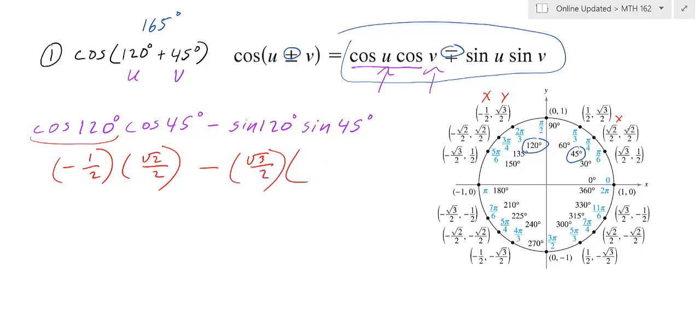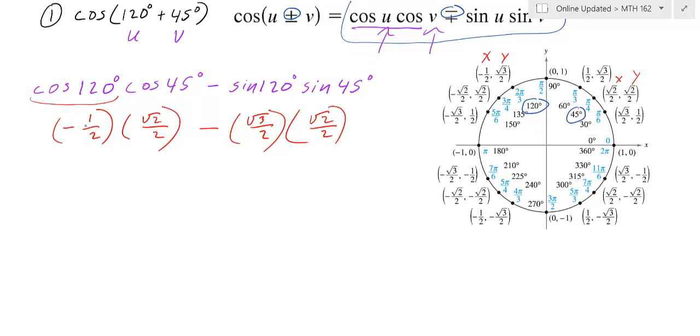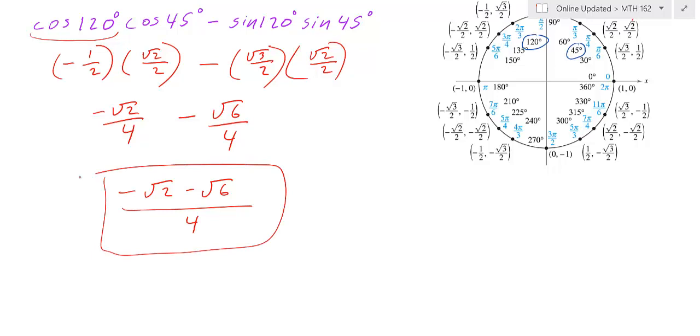And then the sine of 45, we would locate the y-coordinate, which is the square root of 2 over 2. And then we can simply simplify this and multiply. So we would have what? Negative square root of 2 over 4 minus the square root of 6 over 4. And we already have a common denominator, so we could write this as the negative square root of 2 minus the square root of 6, all divided by 4. And this here would be your final answer.